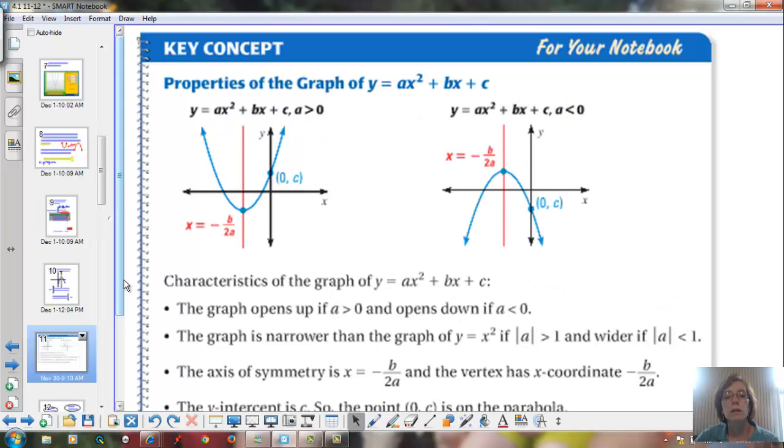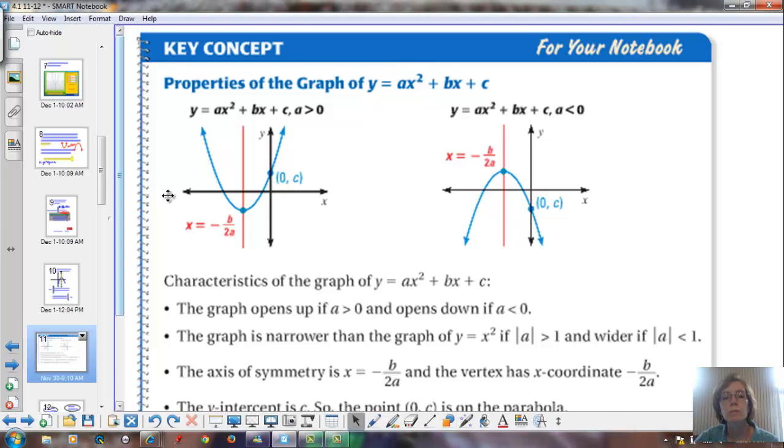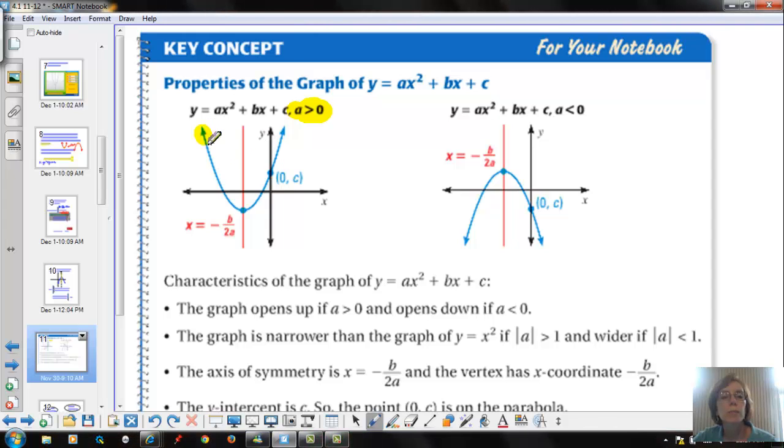Okay, so here is a little summary of the properties of the graph of y equals ax²+bx+c. Notice, please, that if the a value is greater than 0, then this parabola opens up, right? And if the a is less than 0, then the parabola opens down. And also notice that the axis of symmetry is always going to be x equals negative b over 2a. So that's a very important formula for us.